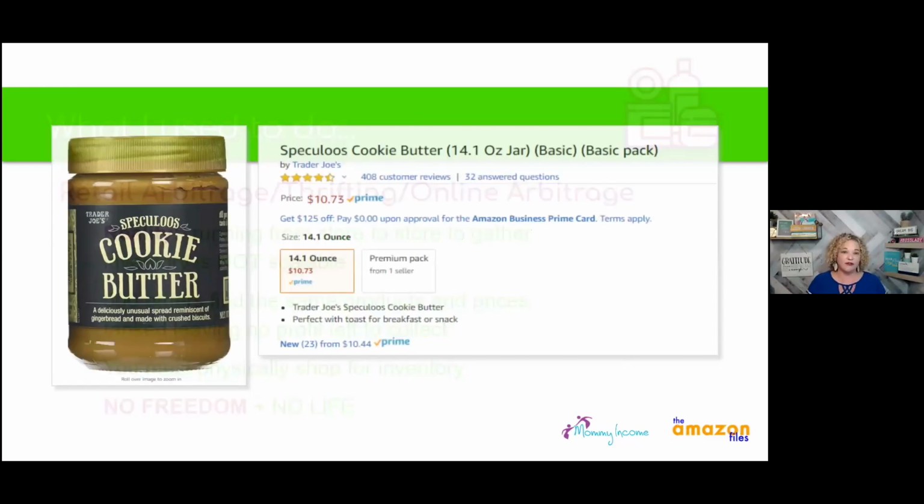So let's just check this out for a minute. Everybody knows Trader Joe's, right? Trader Joe's, give me a little heart, give me some love, say hi, if you've got something from Trader Joe's. So this is Trader Joe's cookie butter, and everybody loves this stuff, right? Literally, I could probably eat this by the spoonful. Don't need to, but I love it. Okay, it's cookie butter. It's selling on Amazon for $10.73.